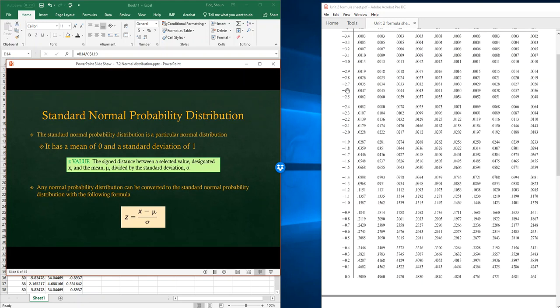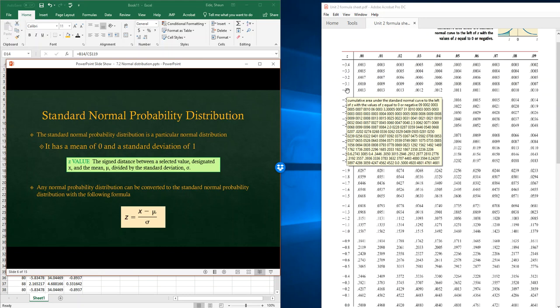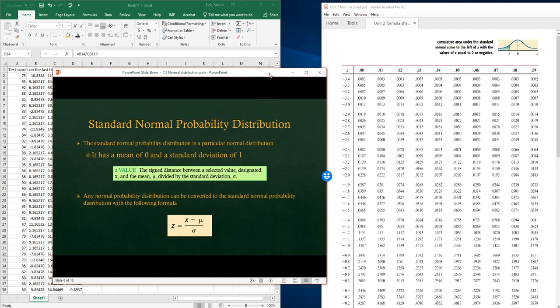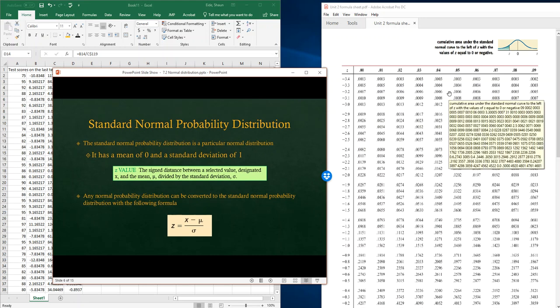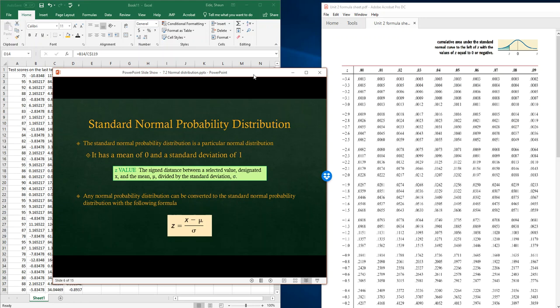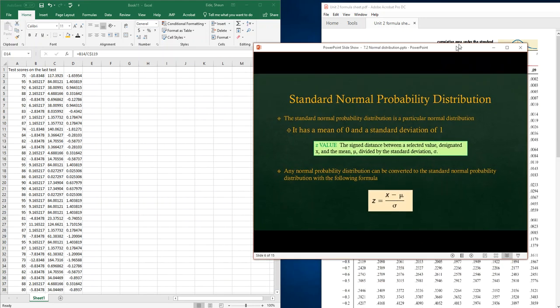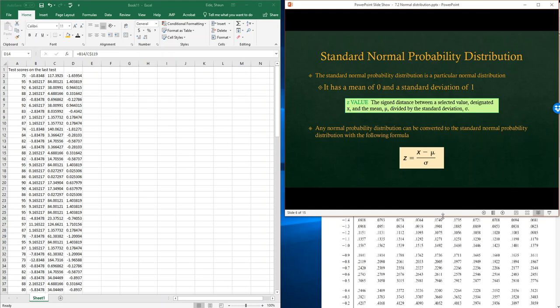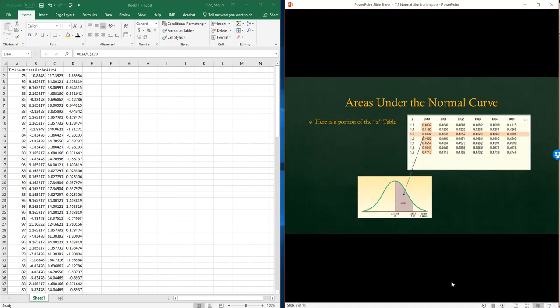But if you understand what you're looking at, you can use this cumulative area under the standard normal curve to the left. You can use this to calculate because it's symmetrical. Okay, so you just have to reverse it in order to get the area to the left, or use the complement rule to get the area to the left.